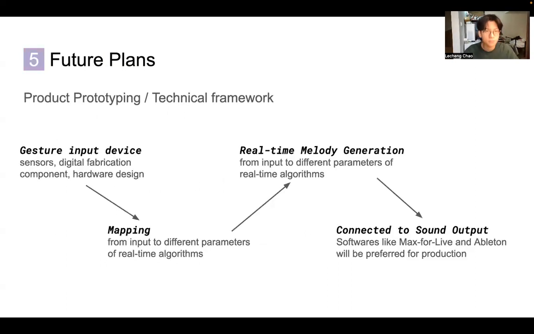For my future plans, they will consist of 4 parts. The first part will be a gesture input device. The second part will be the mapping correlations. And the third one being a real-time melody generation AI network. And also the last part is how they connect to a sound output.